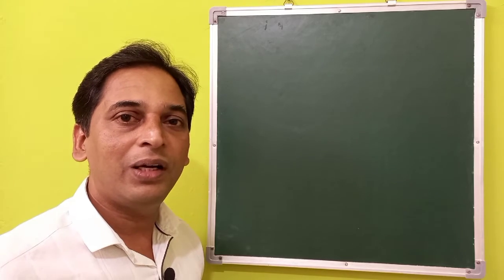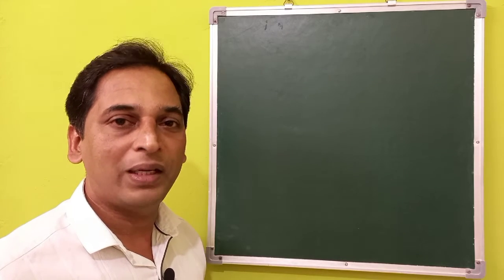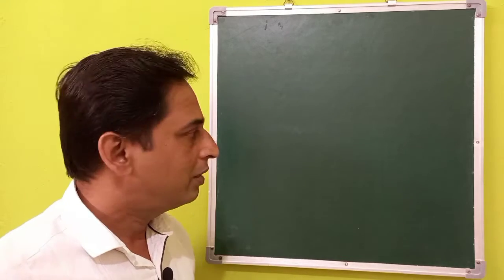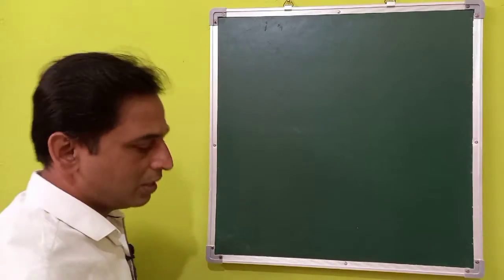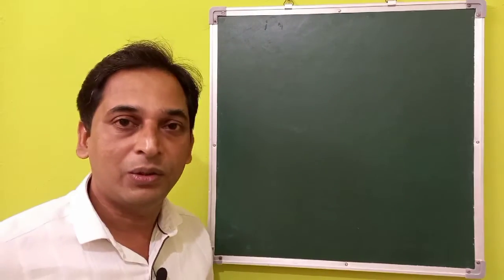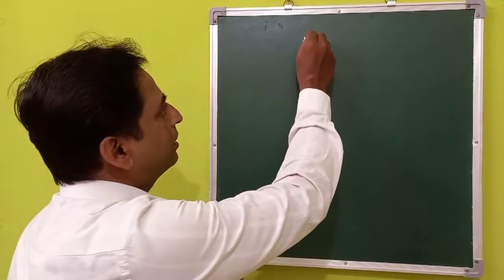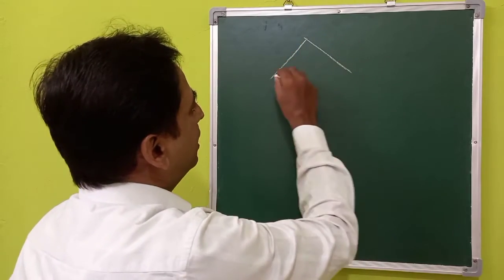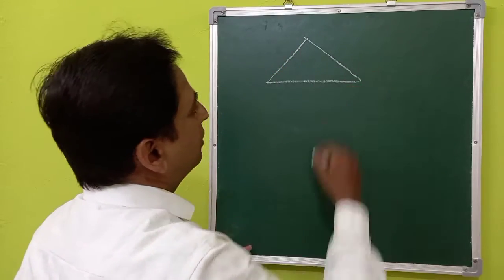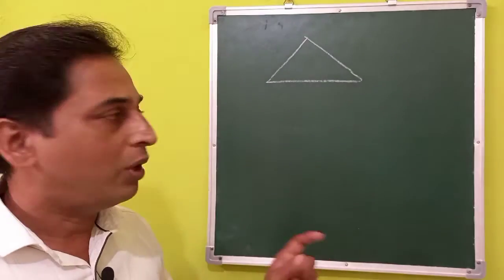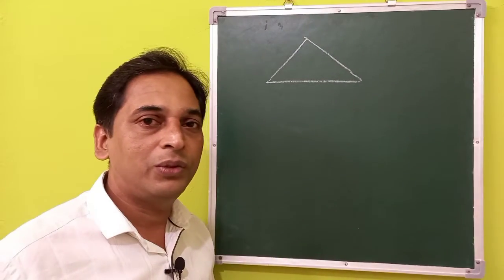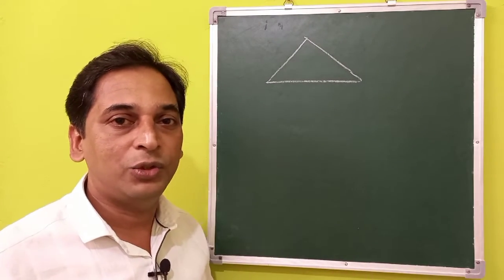In this video, we will learn how we can prove Pythagoras theorem. First of all, let us understand what is Pythagoras theorem. Pythagoras theorem states that in a right triangle, the square of the hypotenuse is equal to the sum of the squares of the other two sides.